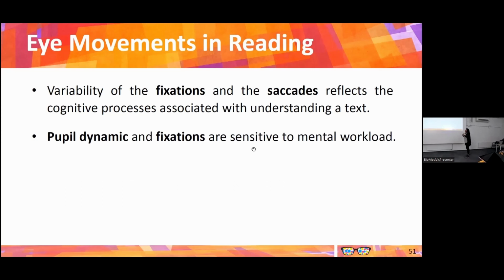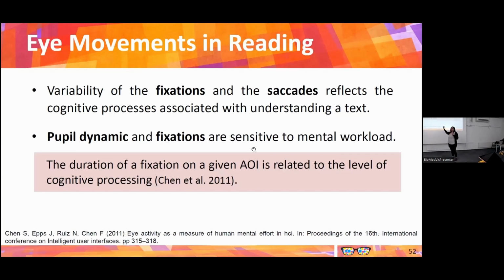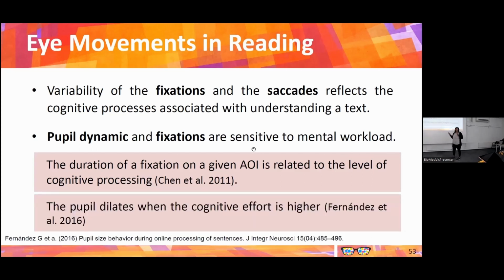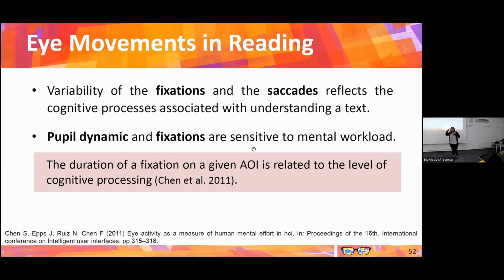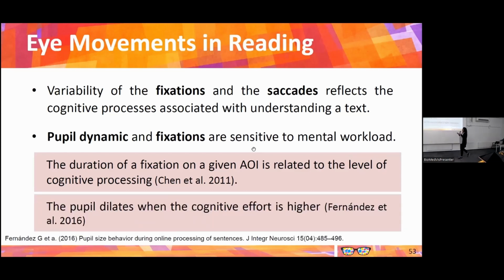Also, pupil dynamics and fixations are sensitive to mental workload. It means that if you are staying too long on a fixation, it can be related to the level of cognitive processing. It means that maybe you are staying there too long because you are processing, trying to understand something. You can also stay there too long because you are thinking about something else, okay? And the pupil dilates when the cognitive effort is higher, when the task that you are doing is harder. So if you are reading and your pupil dilates, maybe you are making an effort to understand.